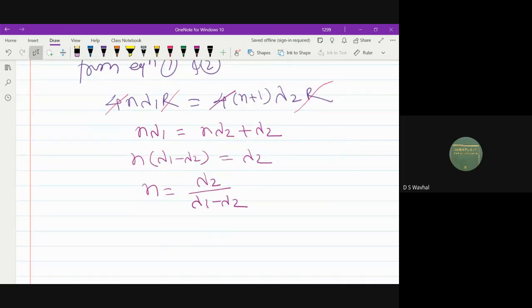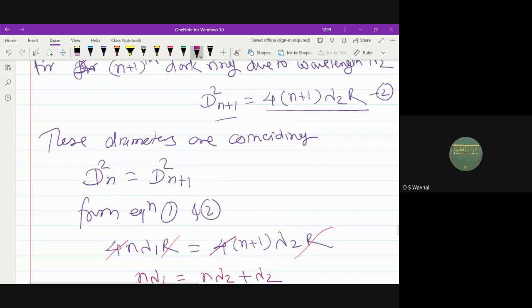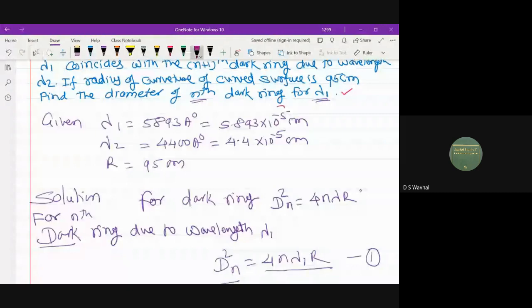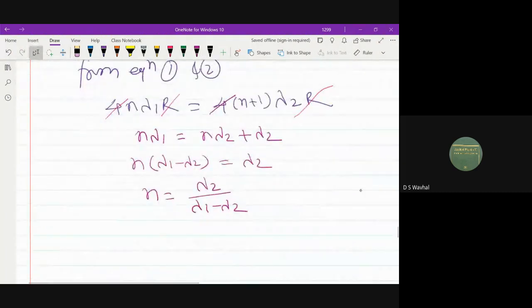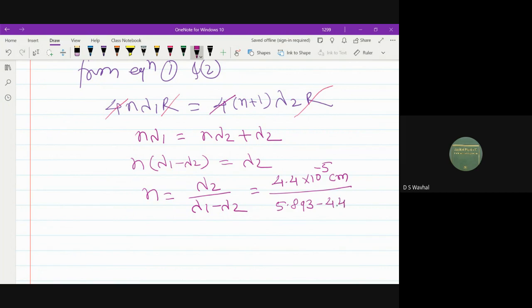Let us find the order directly by substituting the values of lambda 2 and lambda 1. Lambda 1 is 5.893 into 10 to power minus 5 centimeter, and lambda 2 is 4.4 into 10 to power minus 5 centimeter. So n equals 4.4 into 10 to power minus 5 divided by (5.893 minus 4.4) into 10 to power minus 5. After solving this, we get n equals 2.95, which is close to 3. So we got the order 3.